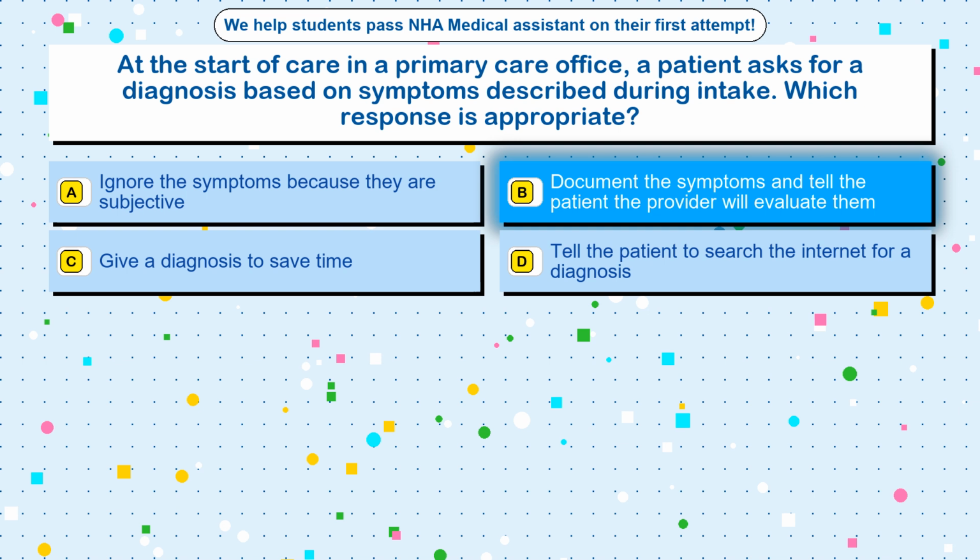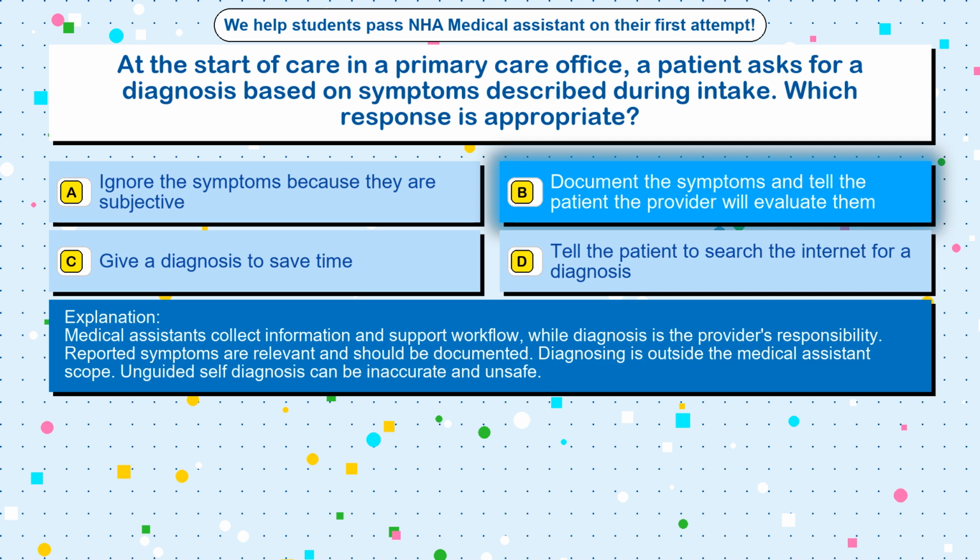The correct answer is option B, document the symptoms and tell the patient the provider will evaluate them. Medical assistants collect information and support workflow, while diagnosis is the provider's responsibility. Reported symptoms are relevant and should be documented. Diagnosing is outside the medical assistant scope. Unguided self-diagnosis can be inaccurate and unsafe.